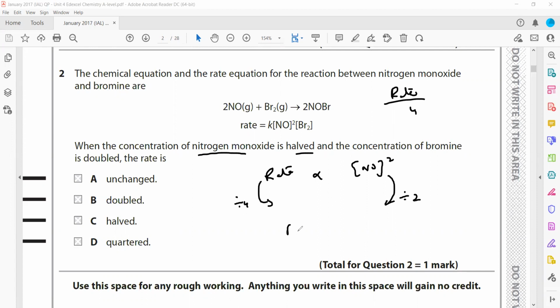And the rate is first order with respect to bromine. So the concentration of bromine is doubled. So if this concentration is doubled, first order rate will also be doubled. So rate is multiplied by 2. When we simplify, it will be rate divided by 2. So that means the overall rate will become half of its original value.